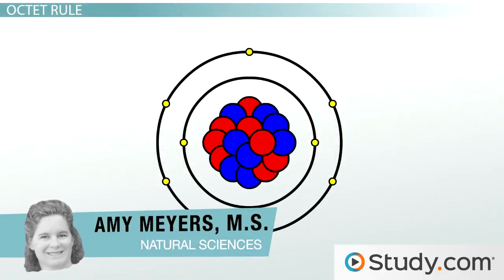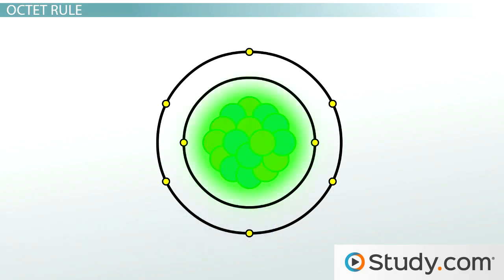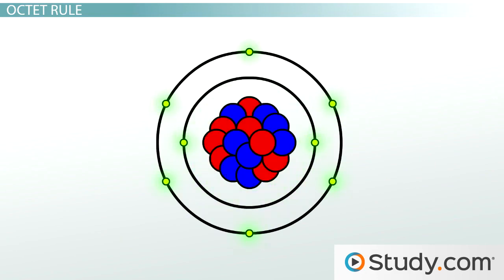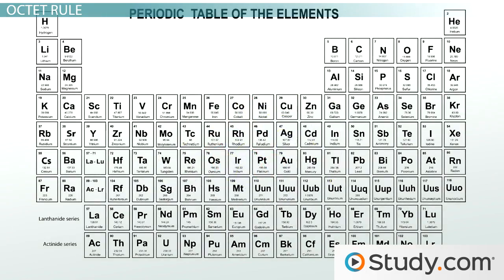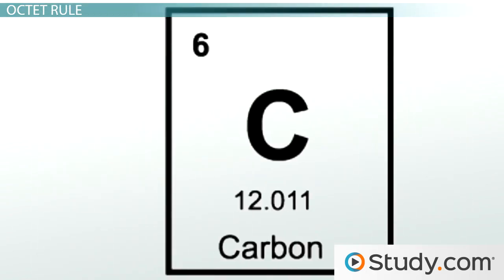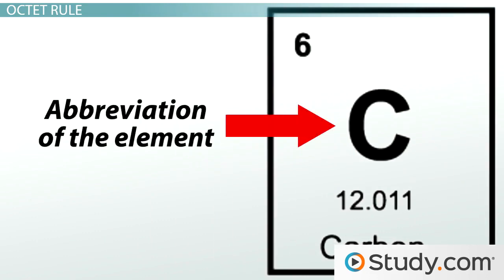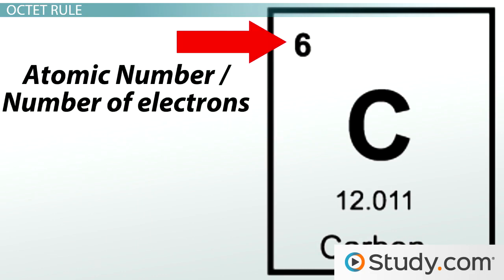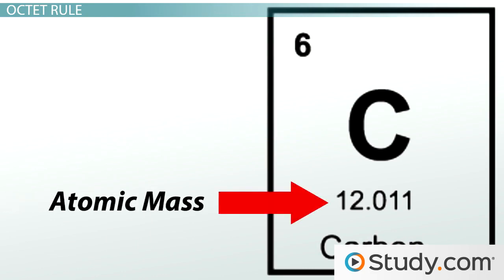Before we start this lesson on Lewis structures and the octet rule, let's review a bit. Atoms are composed of protons and neutrons that live in the nucleus, and electrons that orbit the nucleus in energy levels. The periodic table is an organized way of categorizing all the elements. Remember that the letter in each square of the periodic table is an abbreviation of the element. The number up above the letter is the atomic number and also the number of electrons. The number under the letter is the atomic mass.